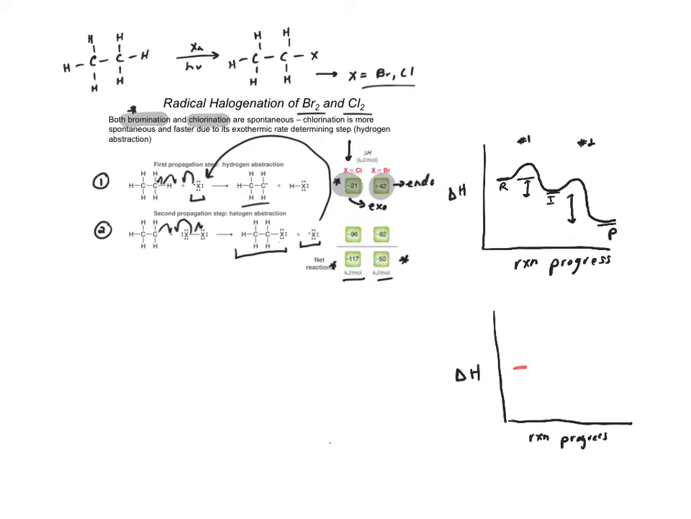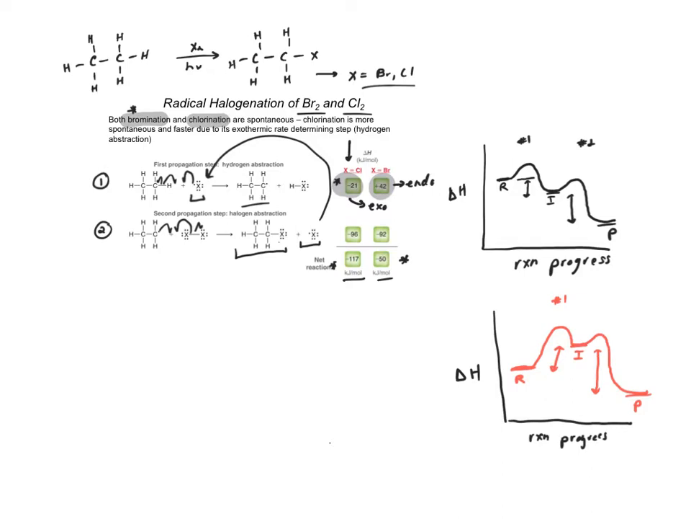So for bromine, we're going to start here as our reactants. This first step, because it's endothermic, we're going to see a large increase in energy, and that intermediate is going to be at a higher energy state than our reactants. So that's our step number 1, that's our hydrogen abstraction. Then that second step is going to be exothermic, the difference between our intermediate and our product. And the overall reaction, the difference between our reactants and our products, is also exothermic.